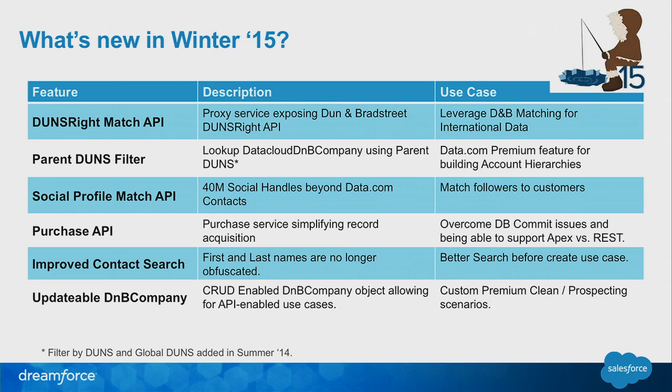The social profile match API we talked about, the purchase API. We've improved the contact search in terms of its obfuscation capabilities. We've actually reduced the obfuscation. We used to actually obfuscate both first and last name and just show you the first initials of each. Now we actually show you the first and last name, so it's actually better.